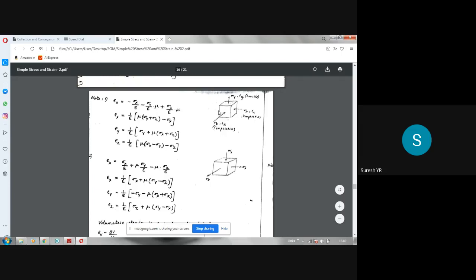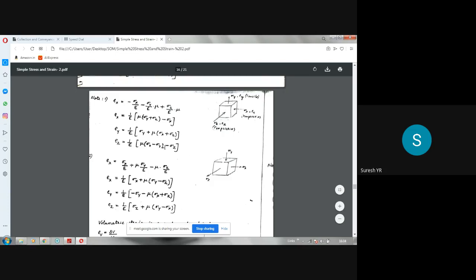Since it is compressive, negative in this z direction, its effect should be positive in the other two directions. So in x direction, its effect is positive. That is plus mu times sigma x by E, we have to take. So I have written here. Next, in y direction, sigma y is tensile in its own direction, but it will be compressive in this direction. Therefore, it is minus sigma y by E. So this is what I wanted to tell.